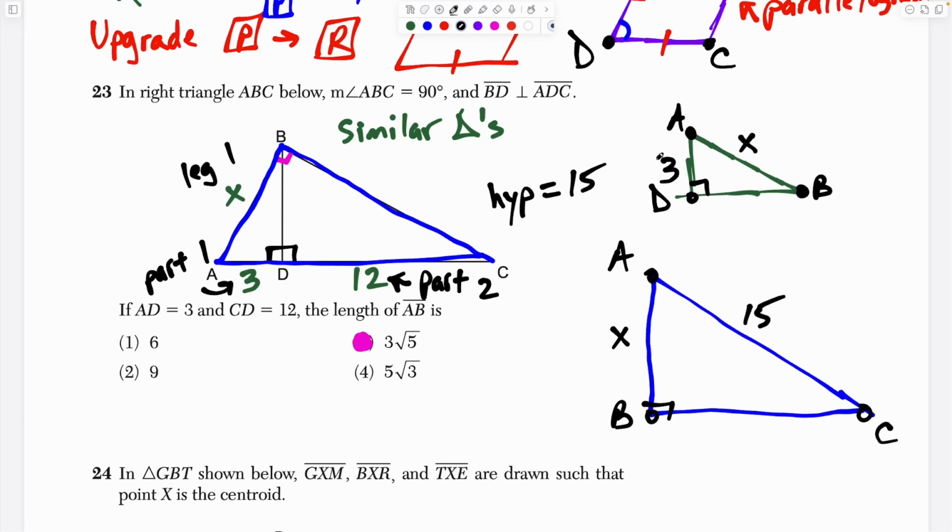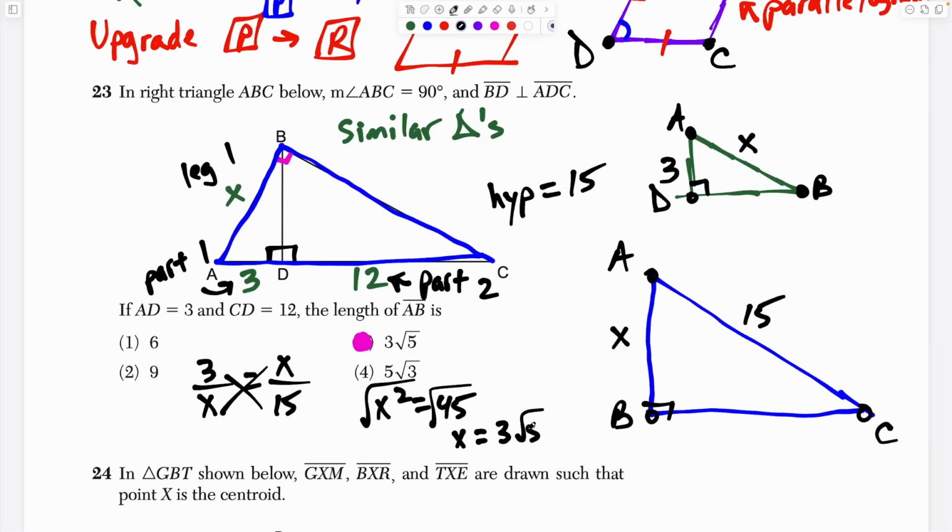So for this, let's say I do this leg here, 3, over this hypotenuse X, equals this leg here, X, over this hypotenuse 15. And notice what I get: X squared equals 45. This is the same exact equation that we had before. So I just take the square root of both sides, and this is the same simplification. The square root of 45 simplifies to 3 square root 5. So I'm also getting choice 3 this way.